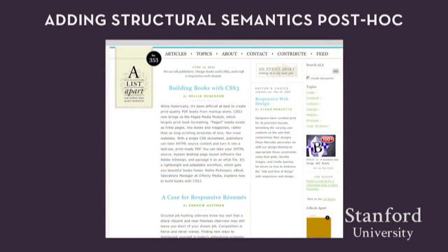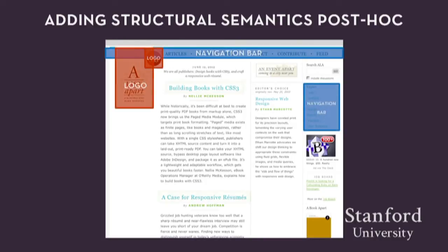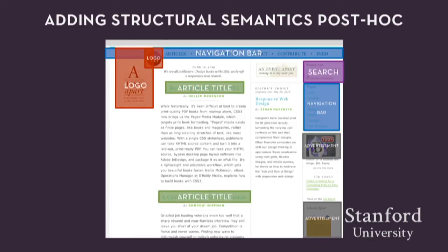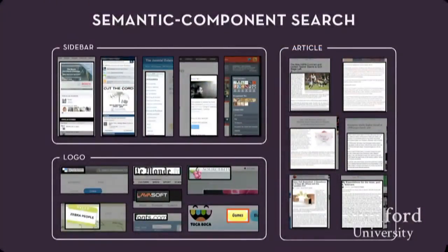The larger point, however, is that we can take these classifiers and run them over new pages, predicting structural semantic tags for pages that don't already have them. And once we've predicted this data, we can make it available to developers to drive new applications. For instance, making it possible for designers to search for page elements using semantic keywords.